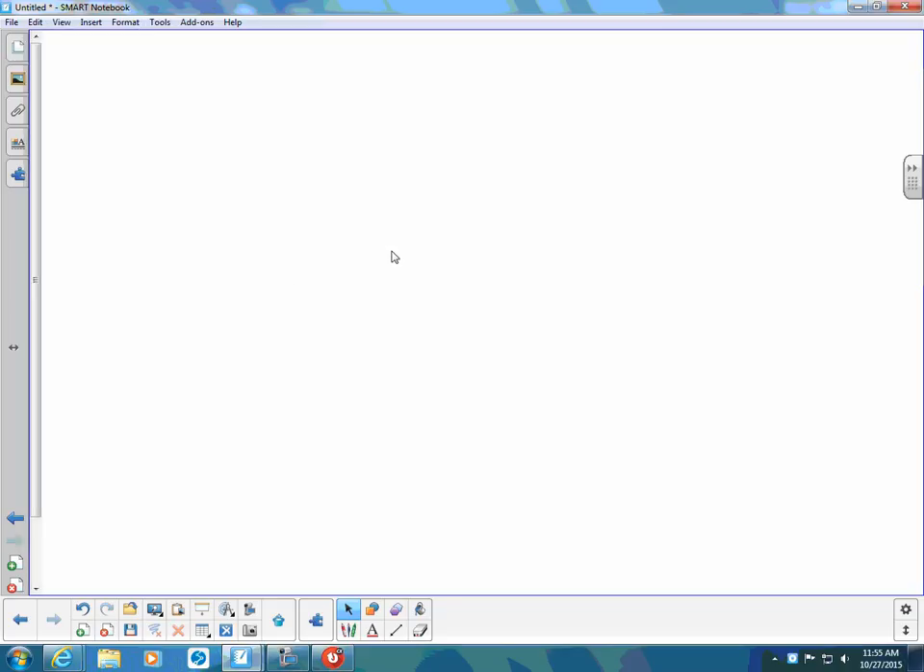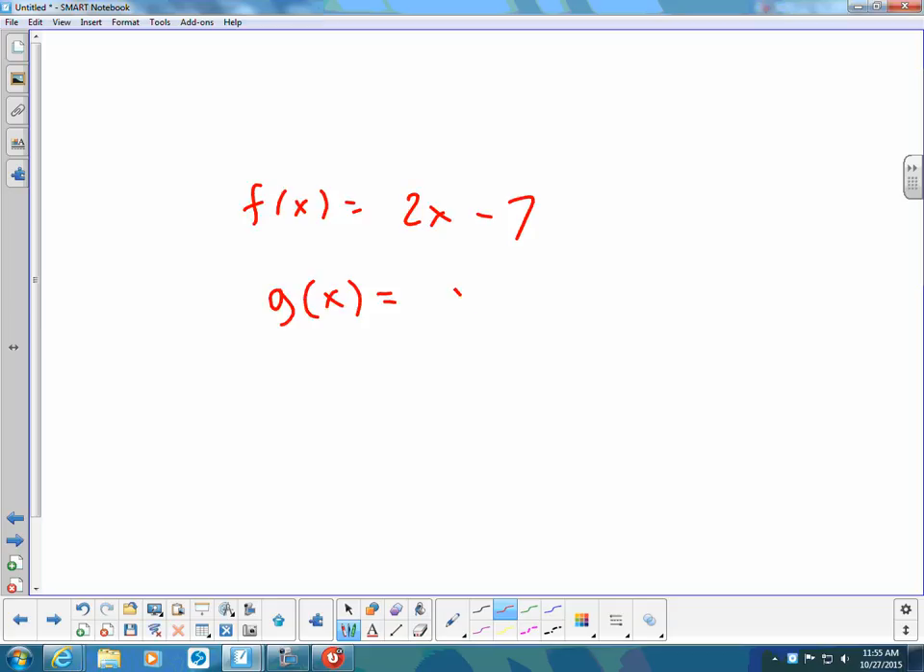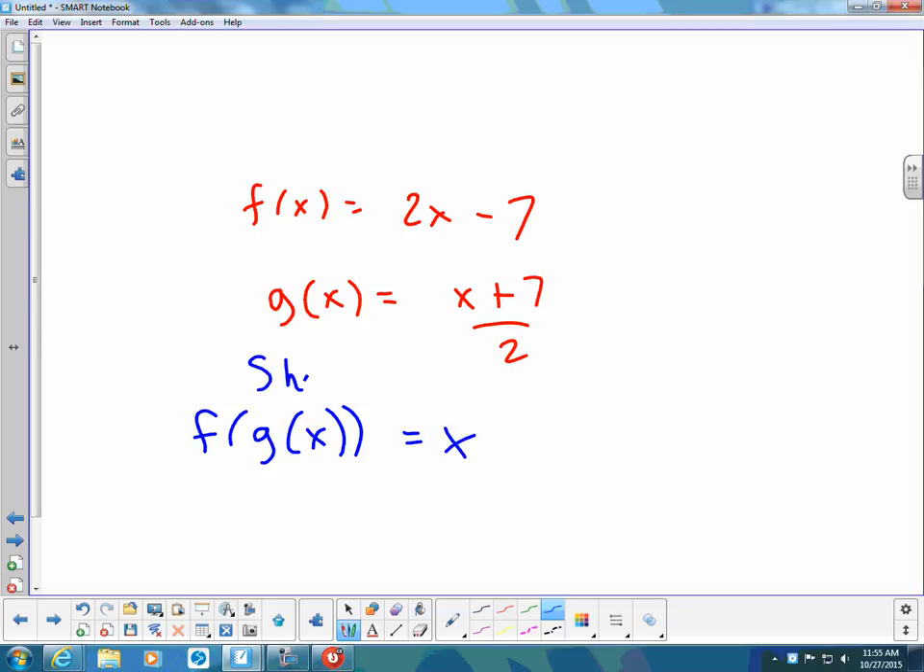Okay, so if we have two functions, let's say f of x is 2x minus 7, and let's say g of x is x plus 7 over 2. How do we determine if these two are inverses of each other? Well, you would want to show that f of g of x, when you do the composition, is equal to x, and show that g of f of x is also equal to x.